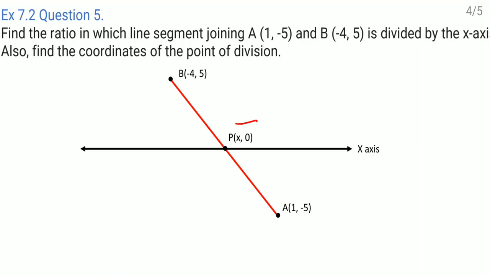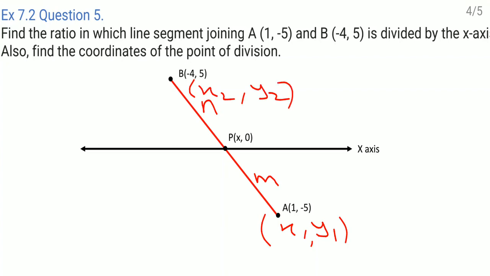As point P is on the x-axis, therefore its coordinates are x, 0. Okay. Now I need to get the ratio. So here I will say the x-axis divides AB in the ratio m is to n. So here this one is x1, y1, and this point I will name x2 and y2. Ratio we know m is to n. First I need to get the ratio and then I will find out the coordinates of point P.